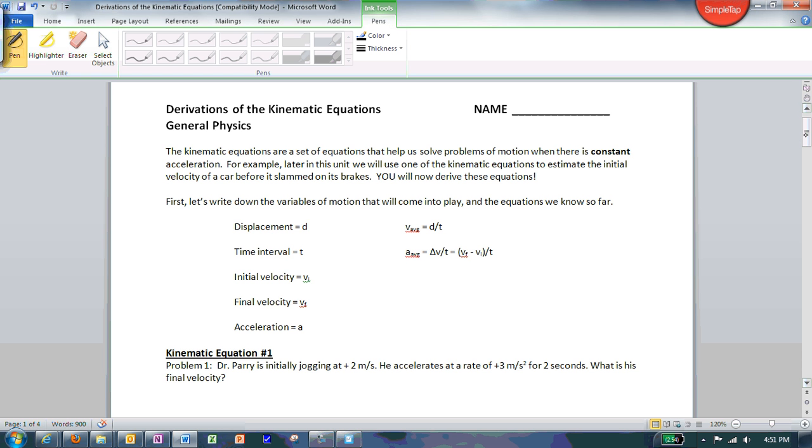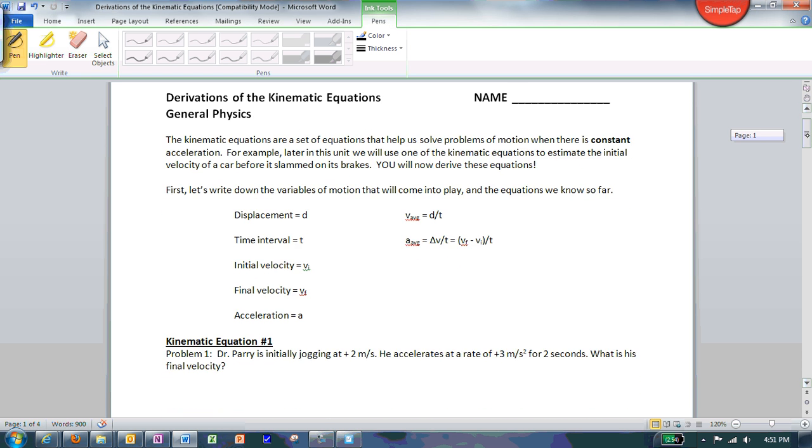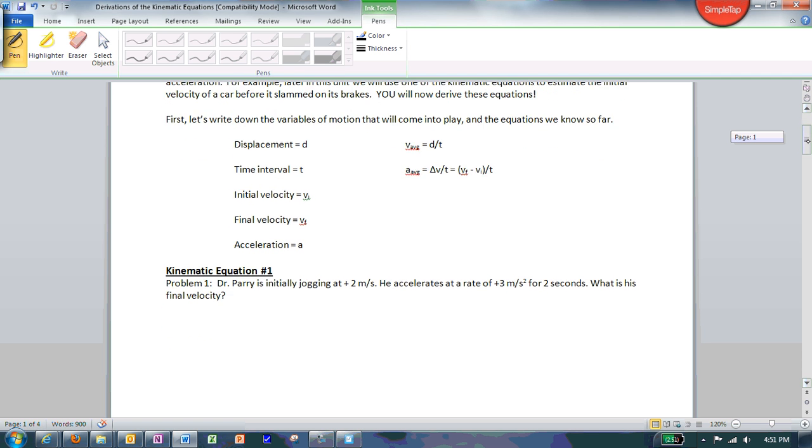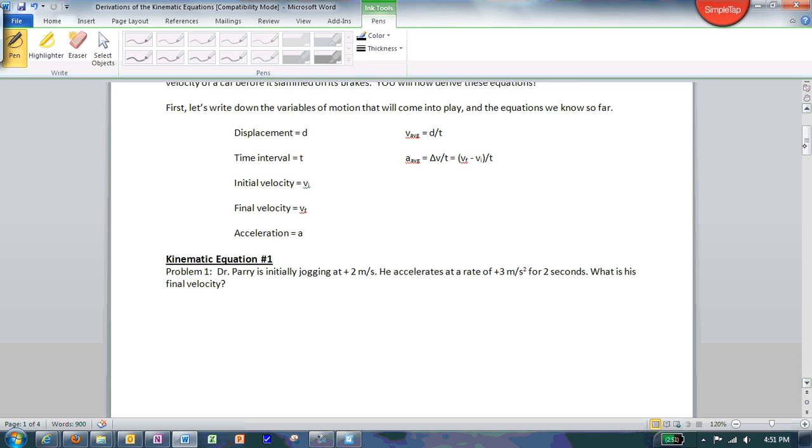So if we have a problem where there's not constant acceleration, we either can't solve it or we need to use a different method. As was shown on the sheet, we've got the various variables that we'll be using and the two initial equations that we started with. Hopefully, at this point, you have tried to work through the problems. If you haven't, you should pause this video and try this on your own first before watching the video.